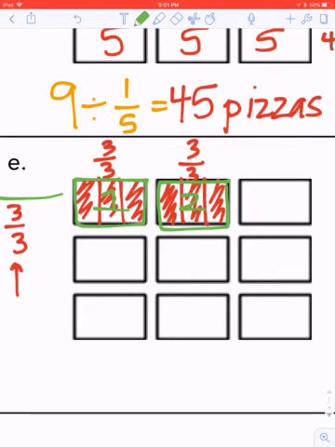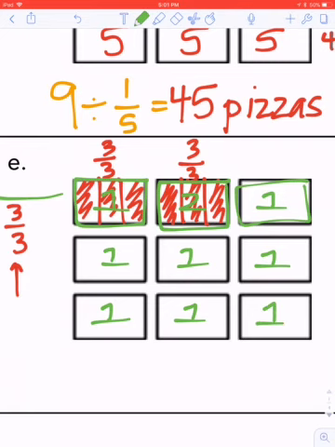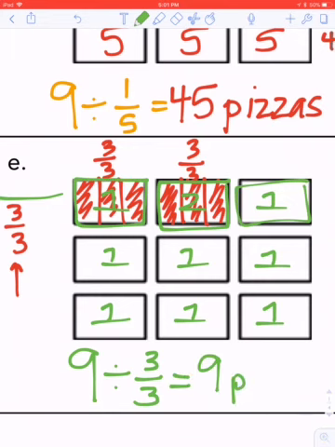So I can notice that each block of cheese is really only going to give me 1 pizza. So if I have 9 blocks of cheese, and each block is going to give me 1 pizza, I know I'll get 9 pizzas total. So let's write our number sentence. 9 divided by 3/3 will give me 9 pizzas.